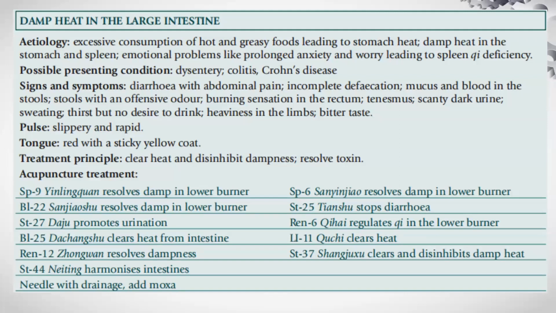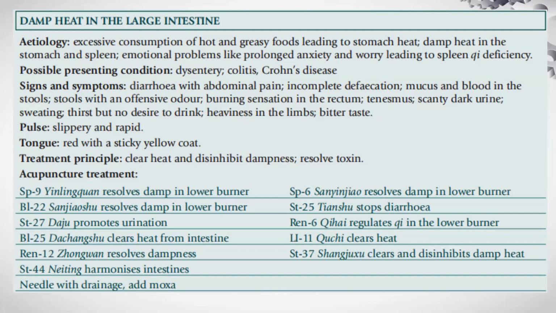Okay, but before we end, let's summarize damp heat in the large intestine. So etiology is excessive consumption of hot and greasy foods leading to stomach heat, damp heat in the stomach and spleen, and emotional problems like prolonged anxiety and worry leading to spleen Qi deficiency. Possible presenting conditions would be dysentery, colitis, Crohn's disease.